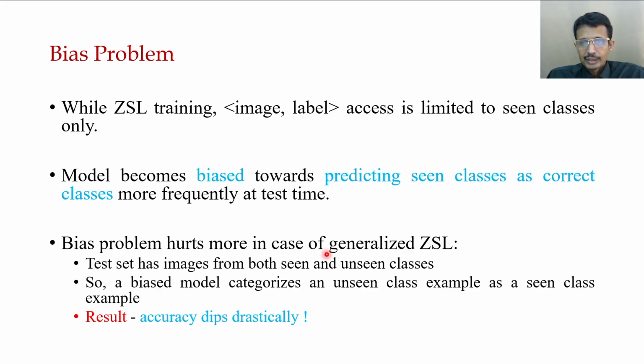The bias problem hurts more in the case of generalized ZSL. The test set has images from both seen and unseen classes. So a biased model generally categorizes an unseen class example as a seen class example. So the result is that accuracy dips drastically. This is a very common problem. Since our model is trained on the seen classes, if our testing set contains both seen and unseen classes, definitely there is a bias towards the seen classes rather than the unseen classes, and this is the bias.